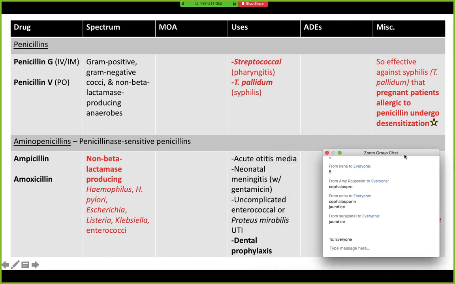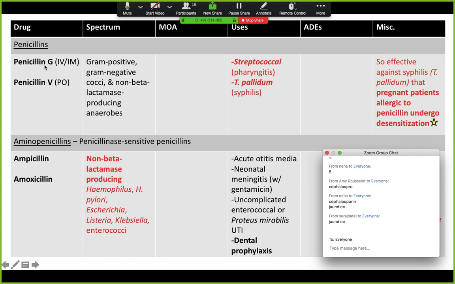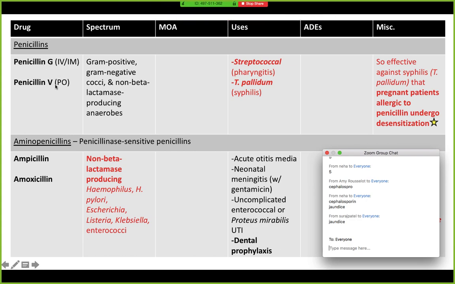Okay, so the penicillins. Penicillin G versus penicillin V. As far as the route, there aren't very many that you need to worry about right now, but I would suggest knowing penicillin G versus V. So the way I remember this is the V kind of looks like somebody's sticking their tongue out. So it looks like a tongue. So penicillin V is going to be by mouth. And then penicillin G is either IV or IM.